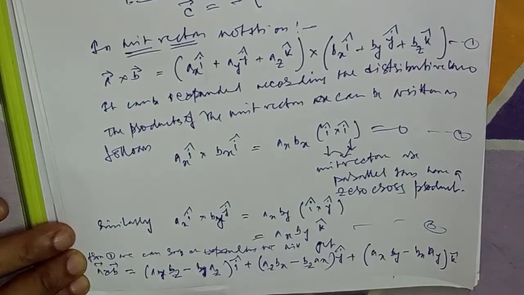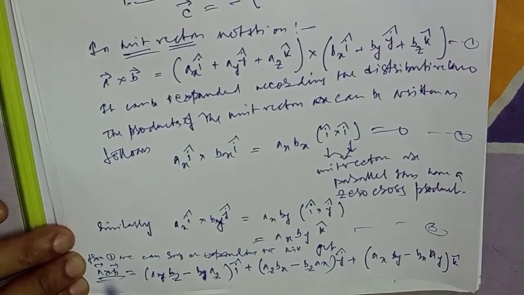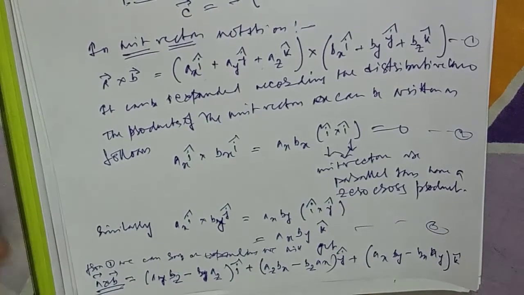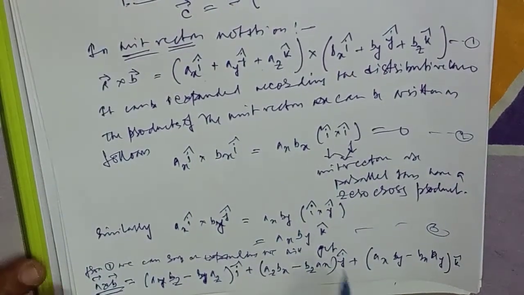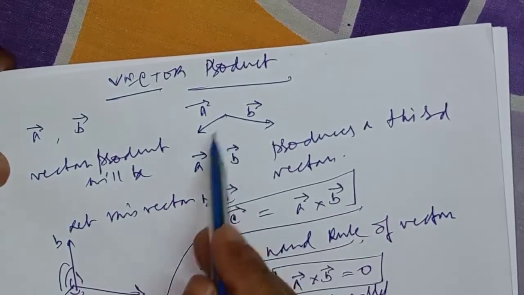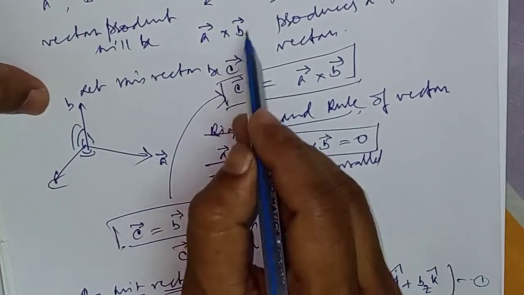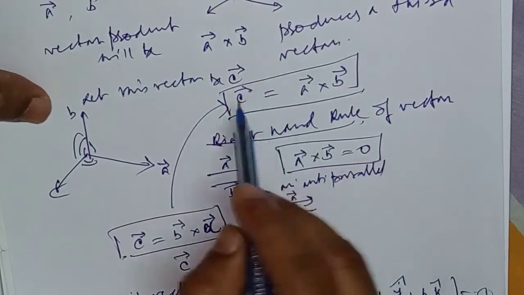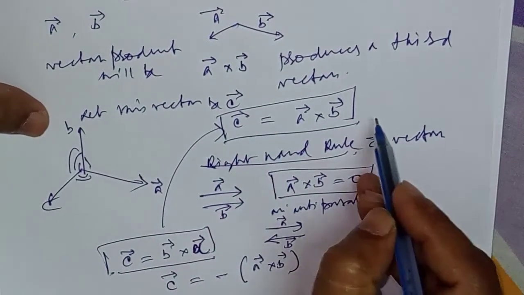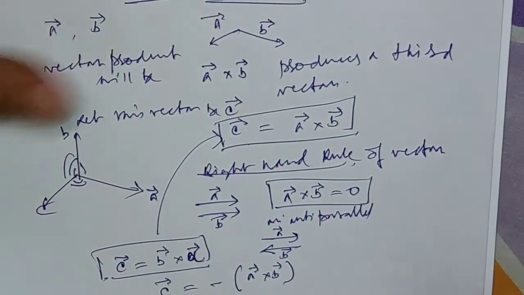These are the situation. So we'll get this equation a cross b, keep it in mind. For the use of unit vector notation, if we multiply a cross b vector, we get it like this. This is the geometric representation: A, B, C. When we cross multiply the A vector into the B vector, we get a third vector, the C vector.